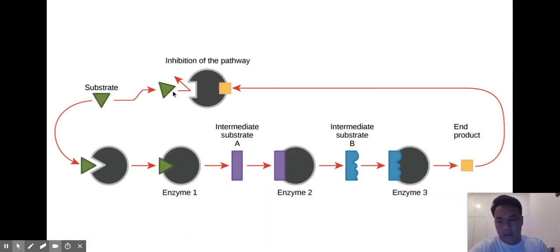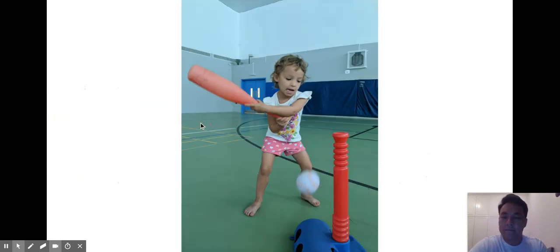So let's say that here's enzyme 1, triangle comes, boom, it makes purple rectangle. Purple rectangle goes to enzyme 2, it makes this blue thing goes to enzyme 3, it makes the final product. That goes to the start of the pathway and turns it off. Now it can no longer accept triangle, it wants a different shape. So it's good, it's a way that your body can regulate itself, and it's called negative feedback.